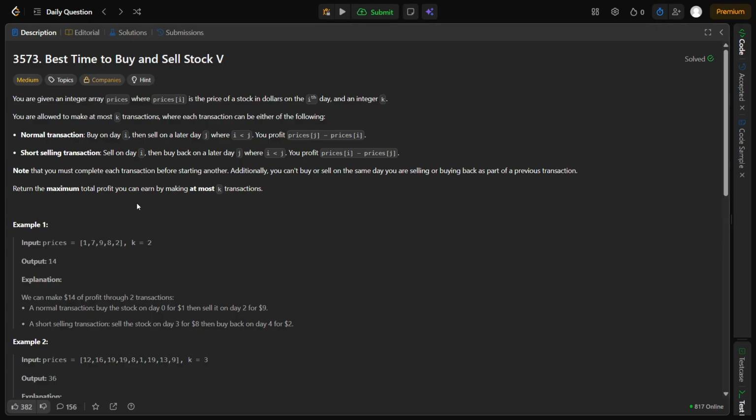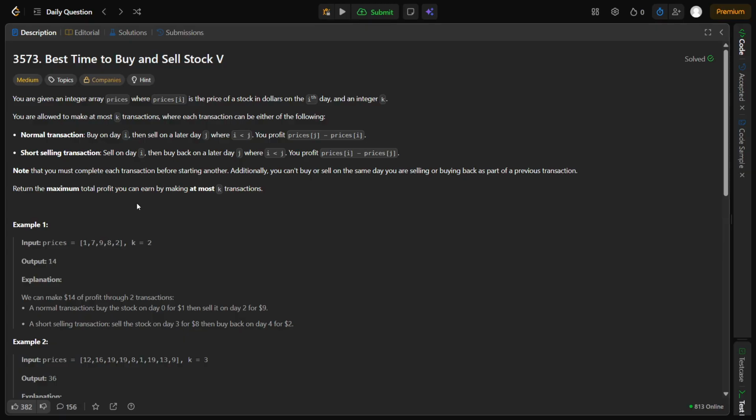That is, there is no current transaction going on, which means that we haven't bought any share which is due to be sold, and there is no short sold share which is due to be bought. So this is case one, that there is no transaction going on.